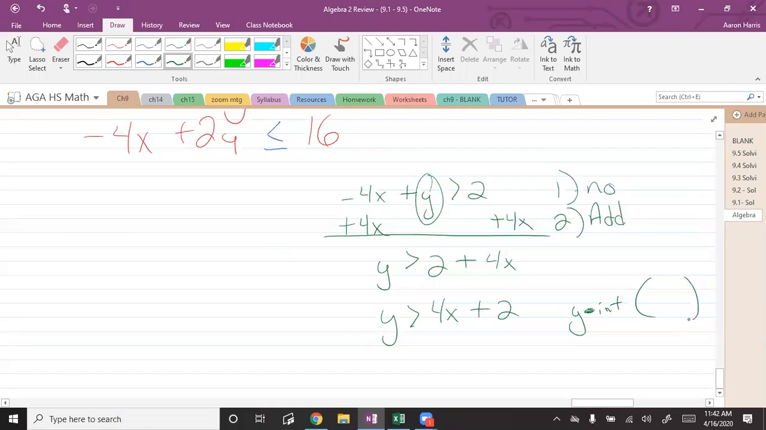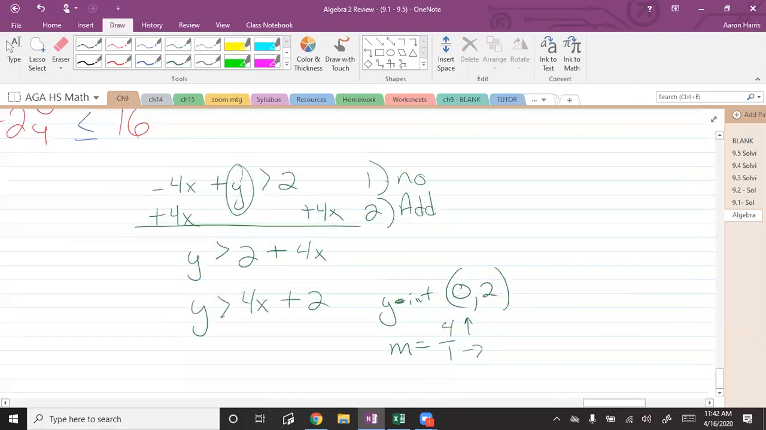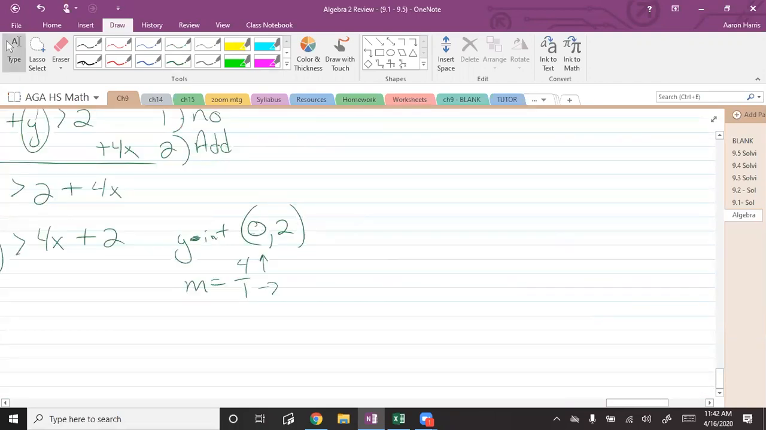So I know that the y-intercept is what? What's the y-intercept? You literally just did it. 0, 2. Thank you. What is the slope? 4 over 1. What does that tell me to do? Go up 4, right 1. Thank you. So we can graph this, correct?